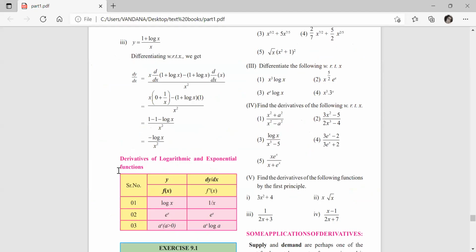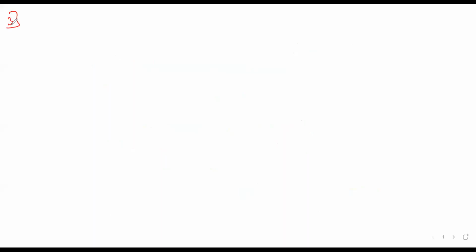Question number 3, log x upon x cube minus 5. It will be better if you write down the quotient rule on the side, so that the more times you write it, the more you learn it. So y is equal to log x upon x cube minus 5.